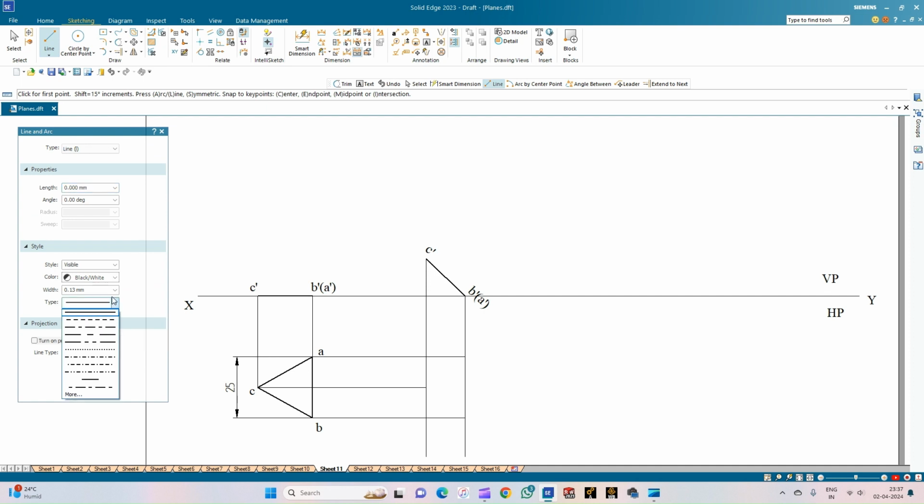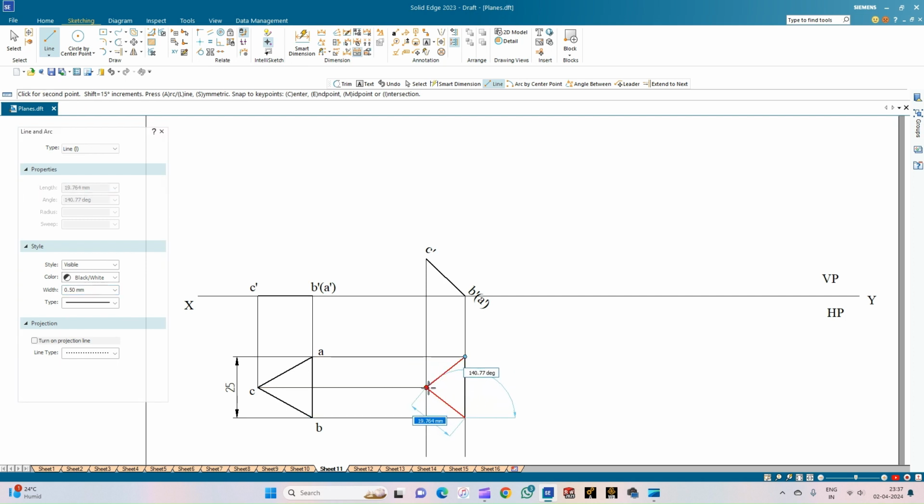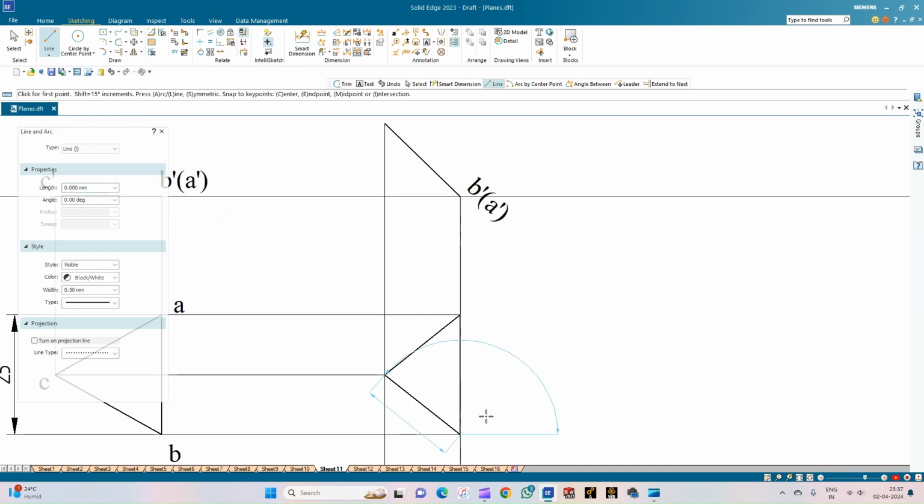So again, since it is visible, it should have a thickness of 0.50 mm. So this is the end point. So connect all the three endpoints and complete the profile of the triangle.